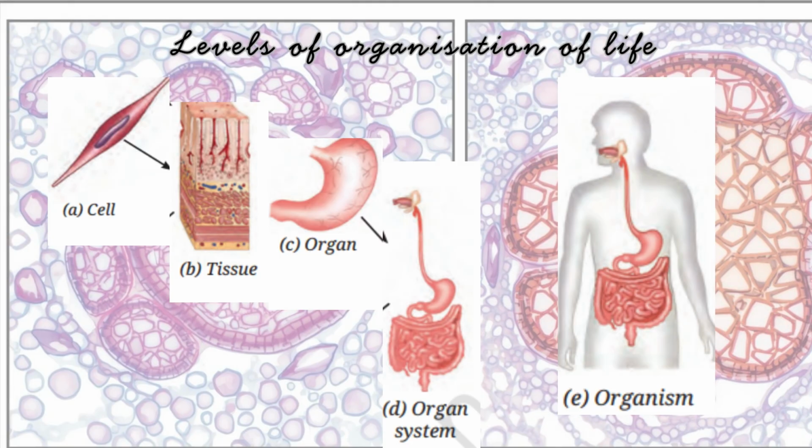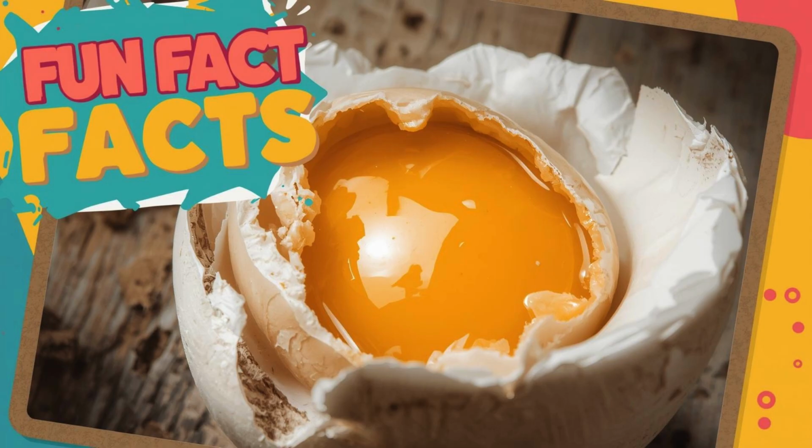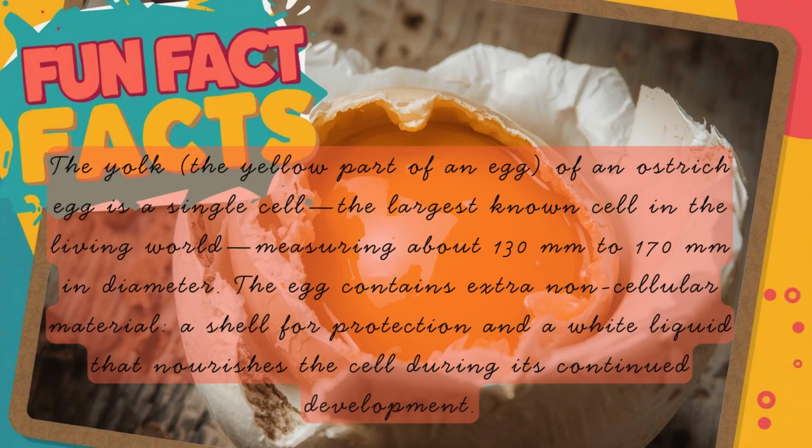Interesting fact. Did you know the largest single cell in the living world is the yolk of an ostrich egg? It measures about 130 to 170 millimeters in diameter.